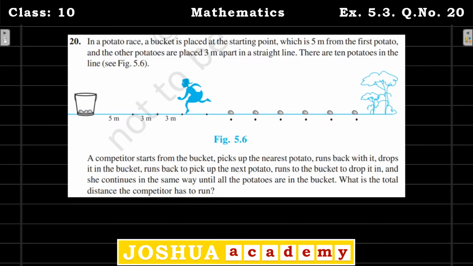A competitor starts from the bucket, picks up the nearest potato, runs back with it, drops it in the bucket, runs back to pick up the next potato, runs to the bucket to drop it, and she continues in the same way until all the potatoes are in the bucket. What is the total distance the competitor has to run?